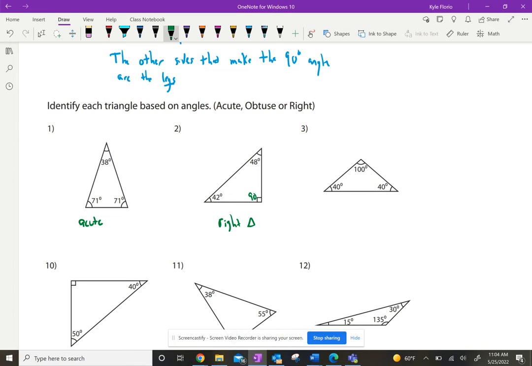But that wasn't the question. Is it right, obtuse, or acute? This triangle right here has one angle that is greater than 90. So it's going to be an obtuse triangle.